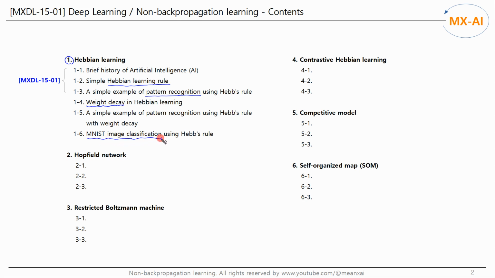Although the MNIST classification performance is not as good as the backpropagation algorithm, it helps us better understand how Hebbian learning works. In Chapter 2, we will look at the Hopfield network, which can be used for associative memory, etc. In Chapter 3, we will look at a Boltzmann machine and a restricted Boltzmann machine.